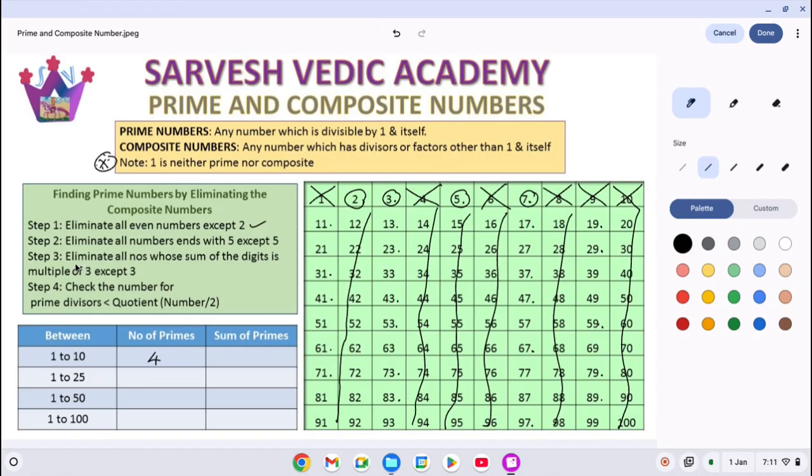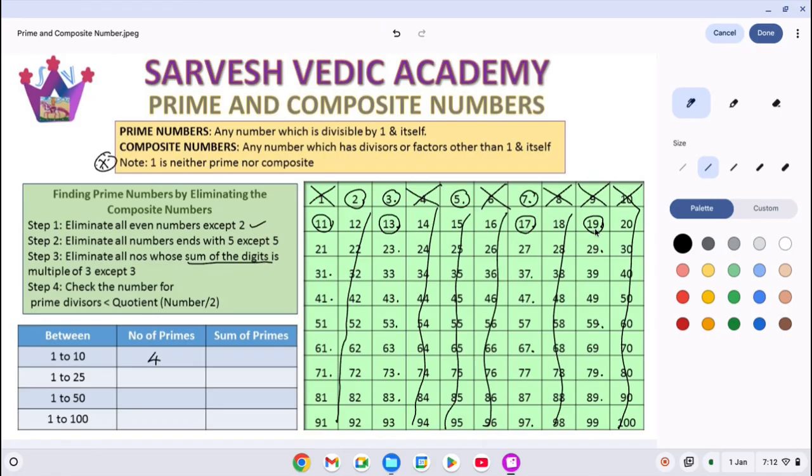Then we can find the sum of the digits for the remaining numbers to eliminate the multiples of 3. See here, at a stretch, 1 plus 1 is 2. 2 is not a multiple of 3, so we can say that 11 is a prime number. 1 plus 3 is 4, which is not a multiple of 3, so 13 is a prime number. Likewise 17 is a prime number, and 19 is a prime number.